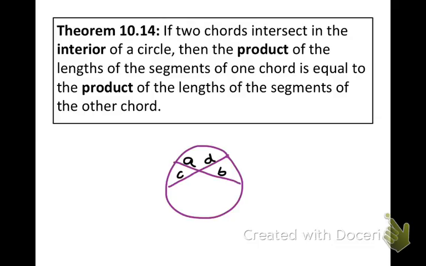So what this theorem tells us is that the product of the lengths of the segments of one chord, so if I focus on the chord that has A, B on it, if I wanted to find the product of the two, I would multiply whatever my A is with whatever my B is. So AB is going to be equal to the product of the other two segments, CD. So you're multiplying the two sections together and setting them equal. That's what theorem 10.14 tells us we can do.